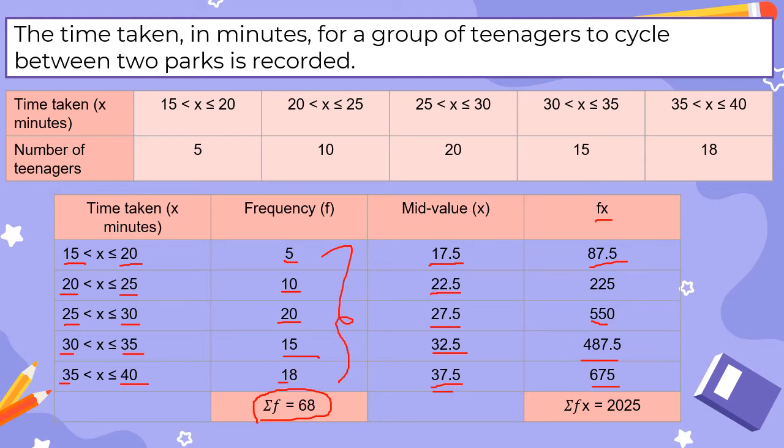The next is the summation of f, or the sum of all the frequencies. So we have 5 plus 10 plus 20 plus 15 plus 18, which is 68. Therefore, the summation of f, or the summation of frequency, is 68. Next, the summation of f of x. So 87.5 plus 225 plus 550 plus 487.5 plus 675. The total is 2025. So therefore, the summation of f of x is 2025.